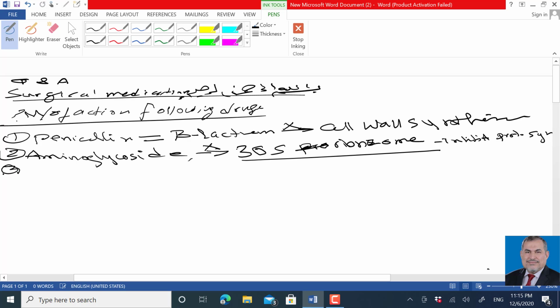Third, what's the mechanism of action of vancomycin? Vancomycin destroys the bacterial cell wall. But how? No one knows yet. Okay?